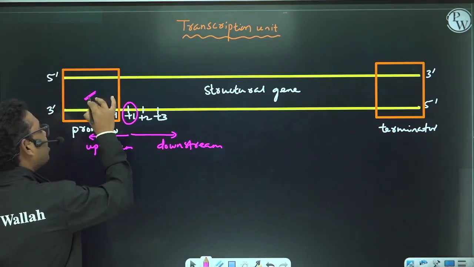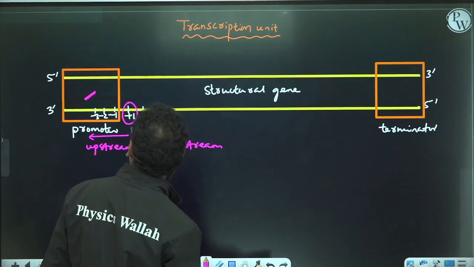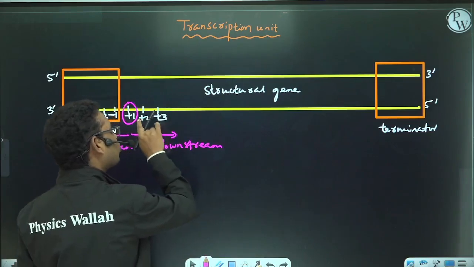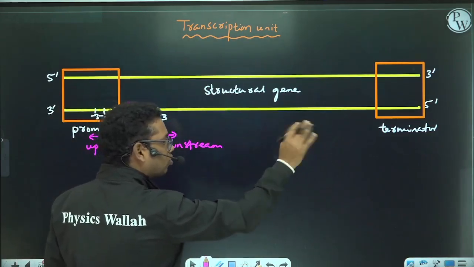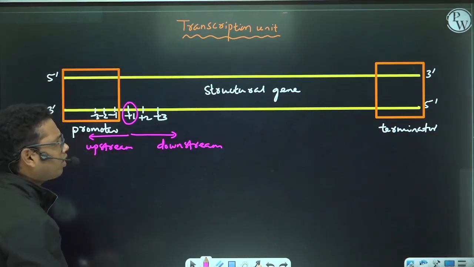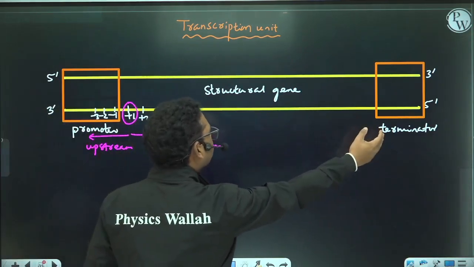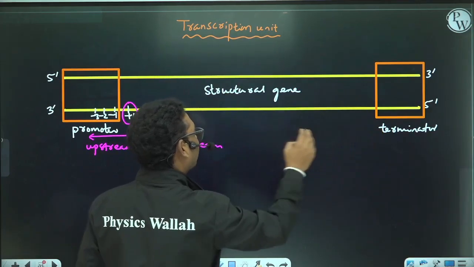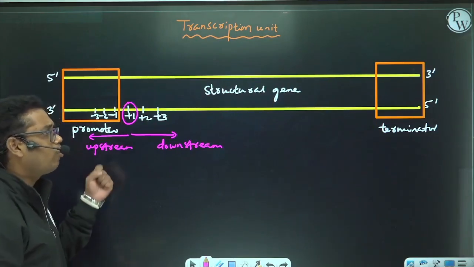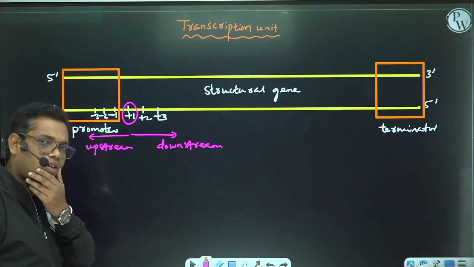Any sequence which is present here will be an upstream sequence. Any sequence which is present here or here will be called a downstream sequence. So the first nucleotide present in this structural gene is +1. On the right side it will be +2, +3, like this. On the left side it will be -1, -2, -3, like this. Now, on the downstream of the structural gene I have the terminator. On the upstream of the structural gene I have the promoter. Promoter is the site where RNA polymerase binds and transcription starts, and terminator is the sequence where termination of transcription occurs.